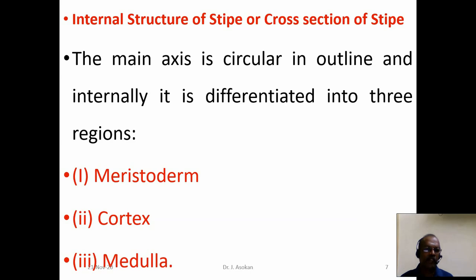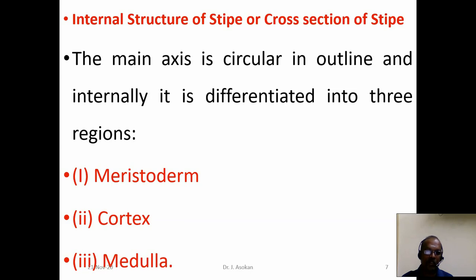Now we come to the internal structure of stipe or cross section of a stipe. This topic is mainly important from the point of view of your practical examination, because we will give you a small portion of stipe or axis of Sargassum. You have to take a section and explain the internal structure of stipe or axis of Sargassum. When you explain these headings, that is enough. You will get 8 to 10 marks.